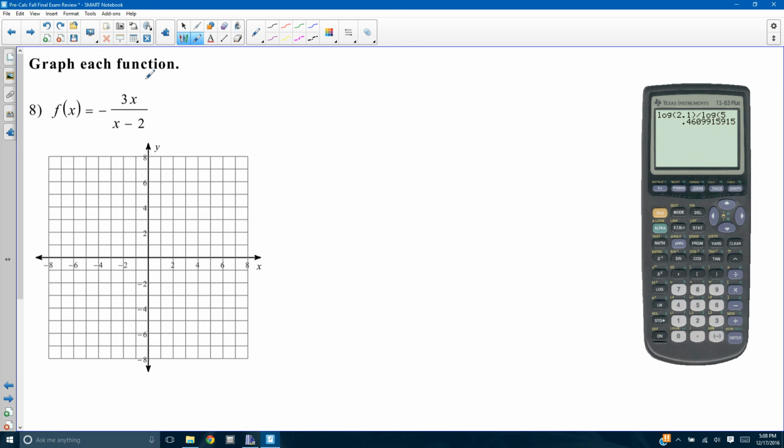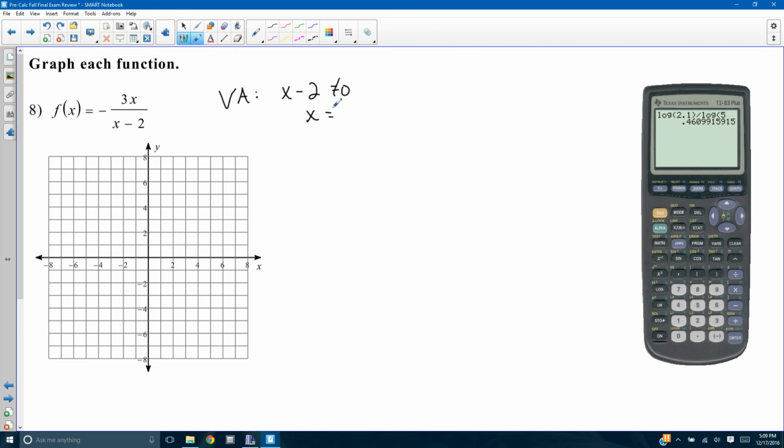Okay, graph this function. I'll do a little bit with you here, and then if I want to go to the calculator, I feel like I might. We'll see. So negative 3x over x minus 2 right here. What I'm going to begin with, like in the previous ones, is the vertical asymptote. Okay. This domain restriction says I have to make sure that my x minus 2 is not 0.